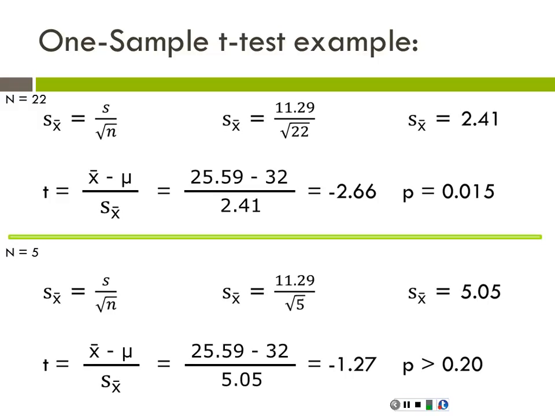And you can see how that influences our statistical significance, right? In the larger sample size, we have a value of p equals 0.015, so it's significant. But in the sample size of 5, our p-value is greater than 0.05. Although we have the same exact numbers in here, the only thing that's different is the sample size. You can see it makes a huge difference. It makes a difference between whether this is significant or not.